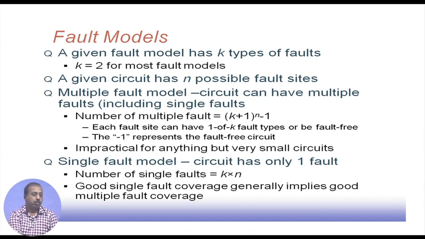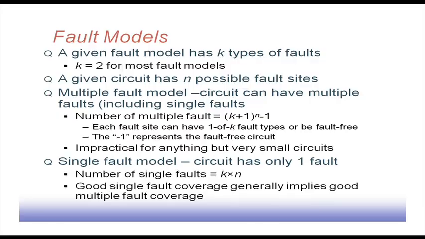So, normally the single fault model is used, that is, the circuit has only one fault. Though there are n potential faulty sites, it is assumed that only one of those sites may become faulty at any point of time. Each of these n locations may or may not have a fault, but only one of them may become faulty. So, there are k into n single faults possible in the system, because out of n, only one point will be faulty, and that point may pick up any of the k faults. The total number of possibilities is k into n.